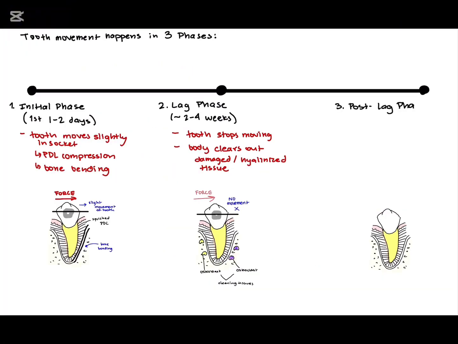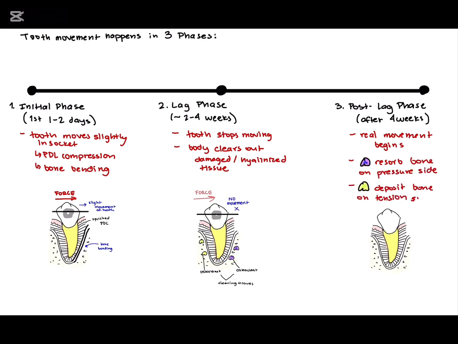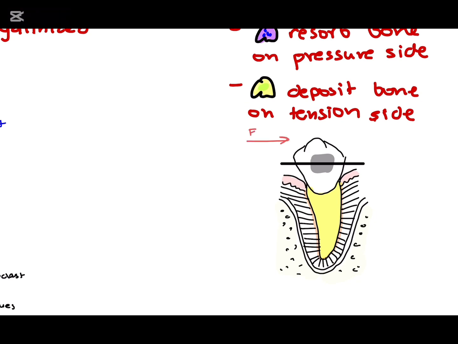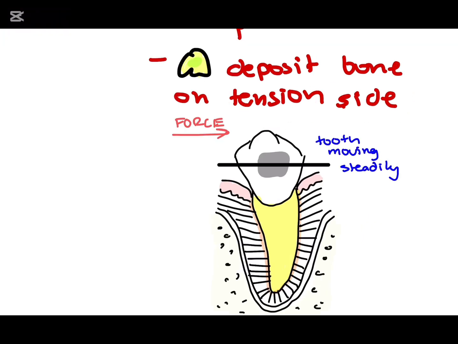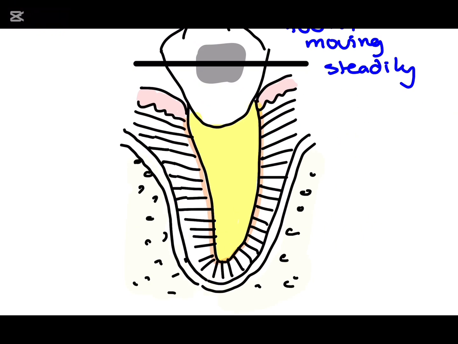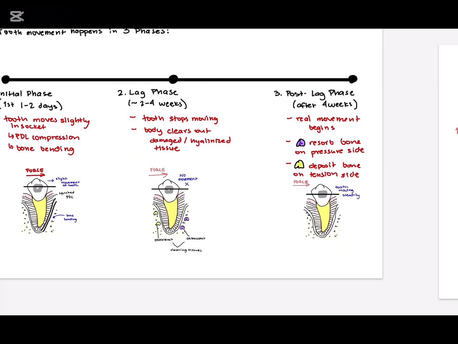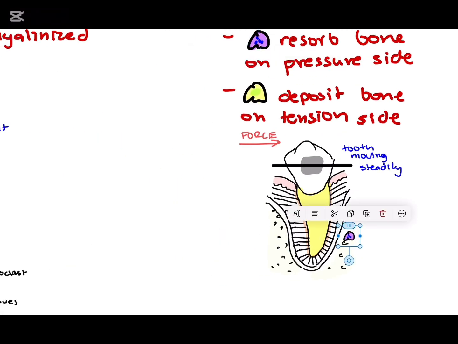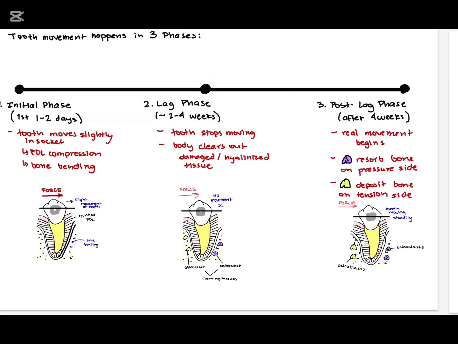Third is the post-lag phase, which happens after 4 weeks. Here is where the real movement begins. The osteoclasts will resorb the bone on the pressure side, and osteoblasts will deposit the bone on the tension side. So here you can see that the tooth is moving steadily. The osteoclasts and osteoblasts are resorbing and depositing bone on their respective sides, the pressure and tension sides, which essentially marks the end of this video.